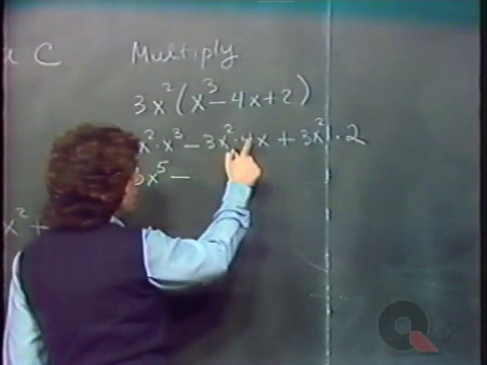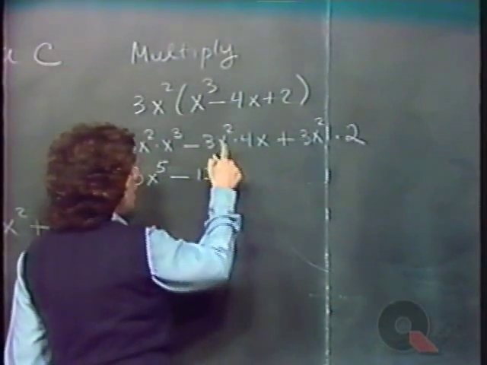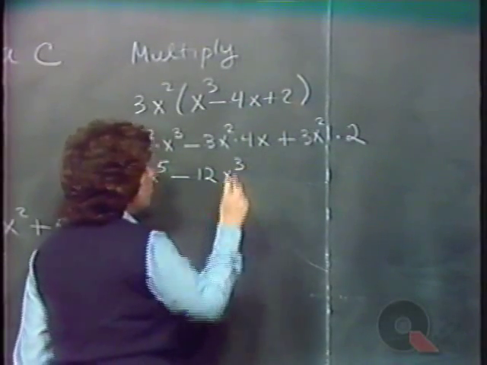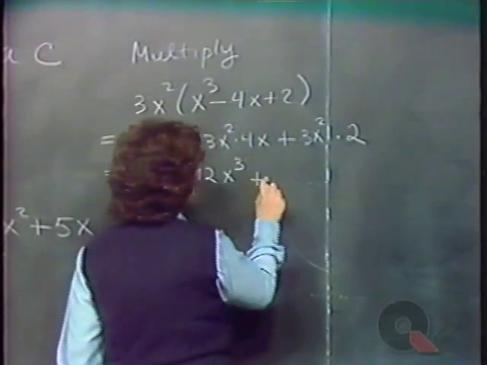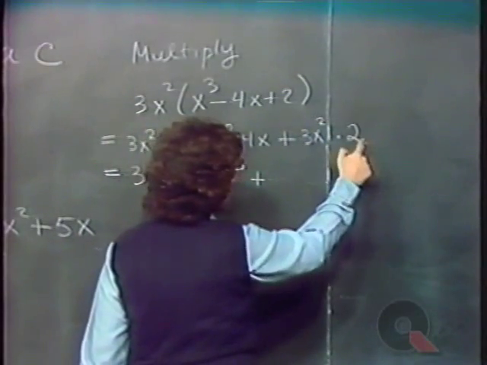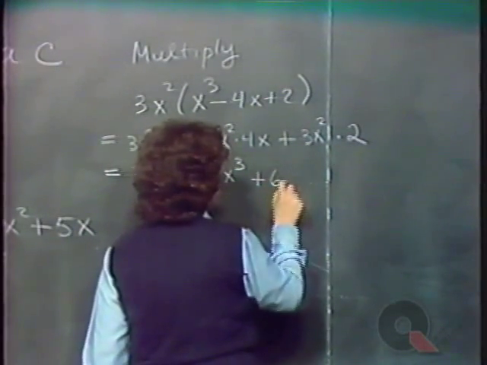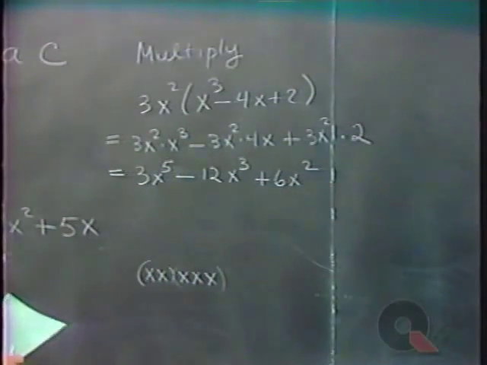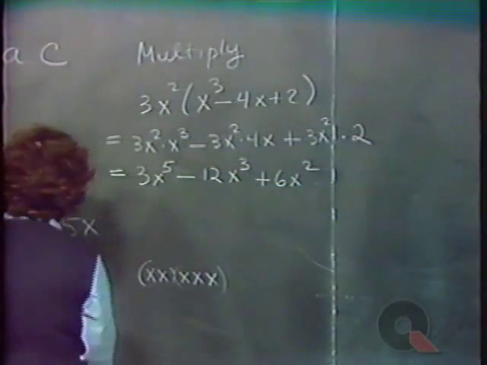Minus, now 3 times 4, that's 12. X squared times x to the 1st power would give us x cubed, plus 3x squared times 2. 3 times 2, that's 6x squared. So we get 3x to the 5th minus 12x cubed plus 6x squared.